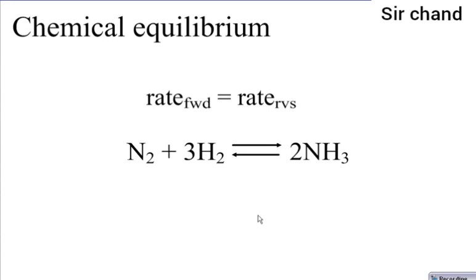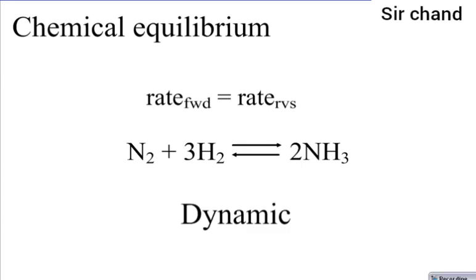We can show which side is favored by altering the size of the arrows. If products are favored, you would have a smaller reverse arrow. And if reactants are favored, you have a smaller forward arrow.